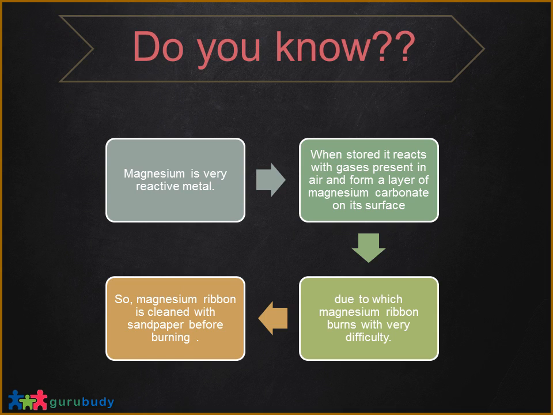This question is asked many times in the exam, so please remember this: every time we burn a magnesium ribbon, we have to clean it with sandpaper. That is because of the reaction between magnesium and the air, which is the atmosphere, to form magnesium carbonate, which hinders or doesn't allow the burning of magnesium and the formation of magnesium oxide. So before that, we always clean it with sandpaper.